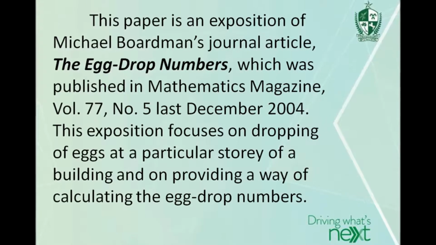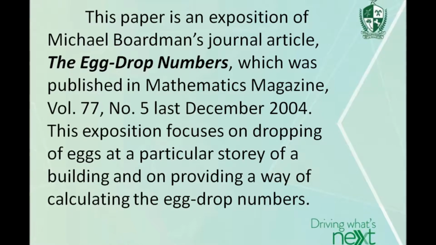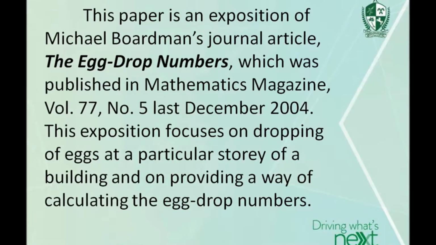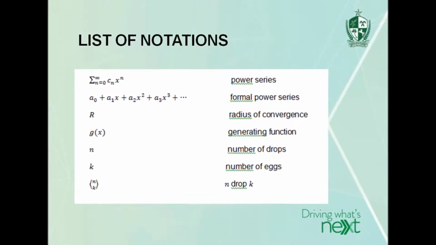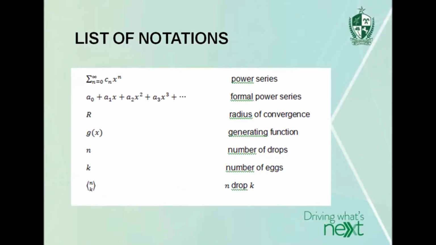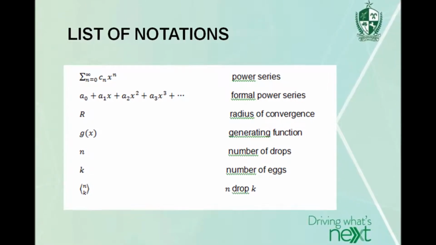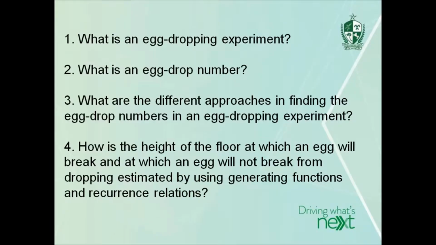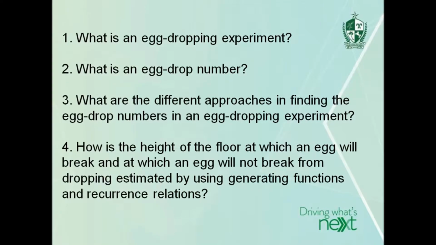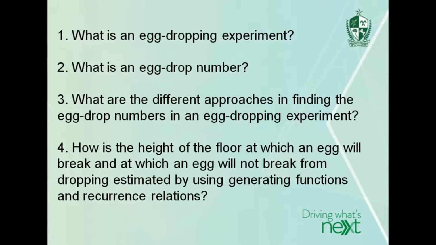Well, this exposition focuses on dropping of eggs at a particular story of a building and on providing a way of calculating the egg drop numbers. Here is the list of notations used in exposing the paper. Before we obtain the main result, we need to answer first the following problems.